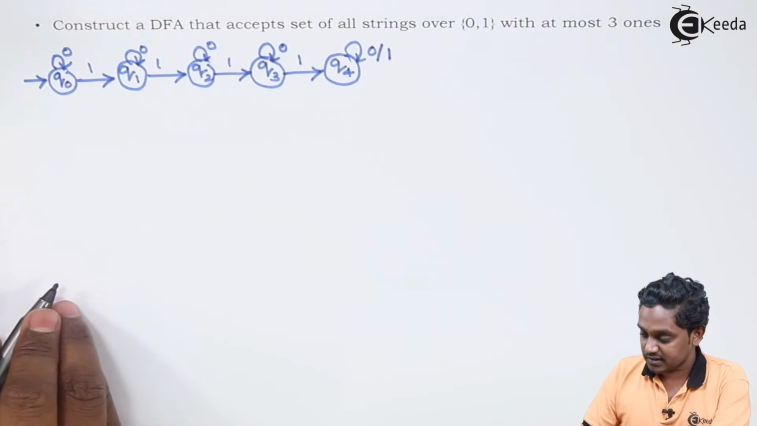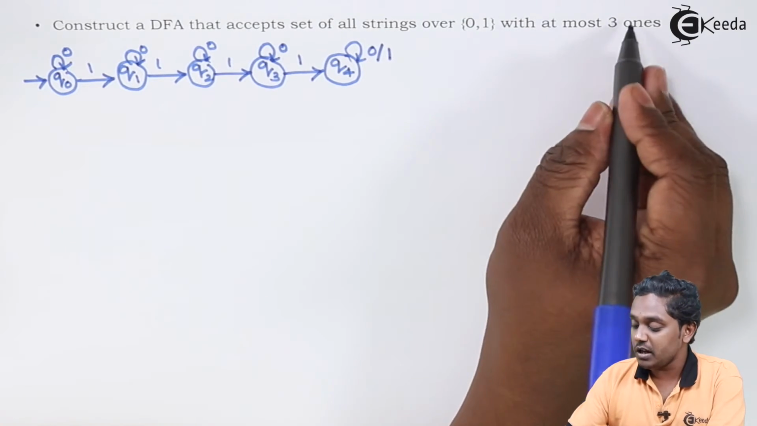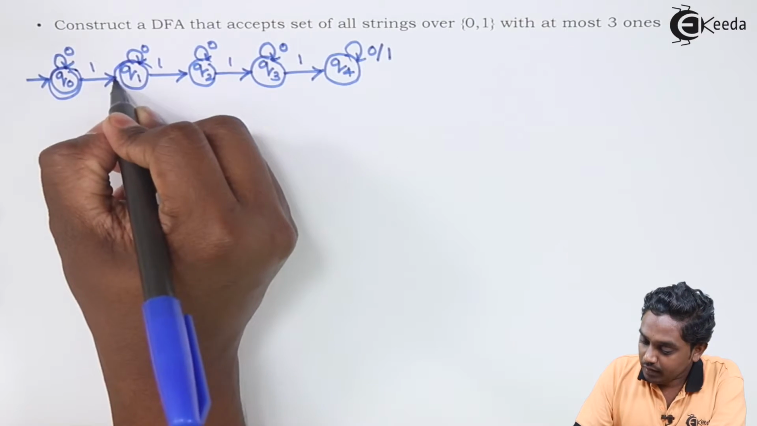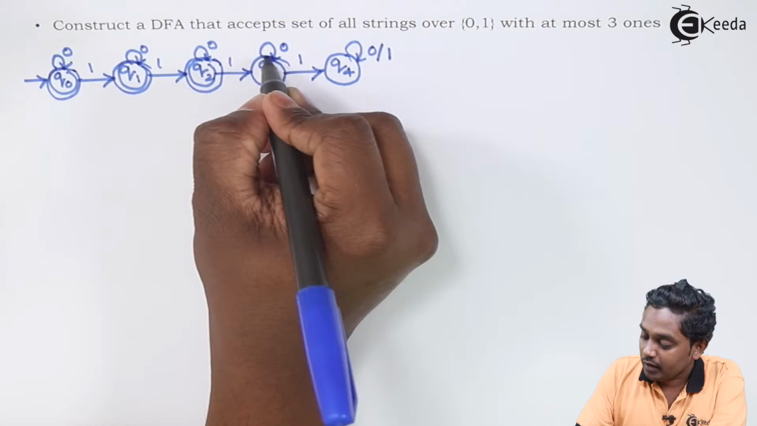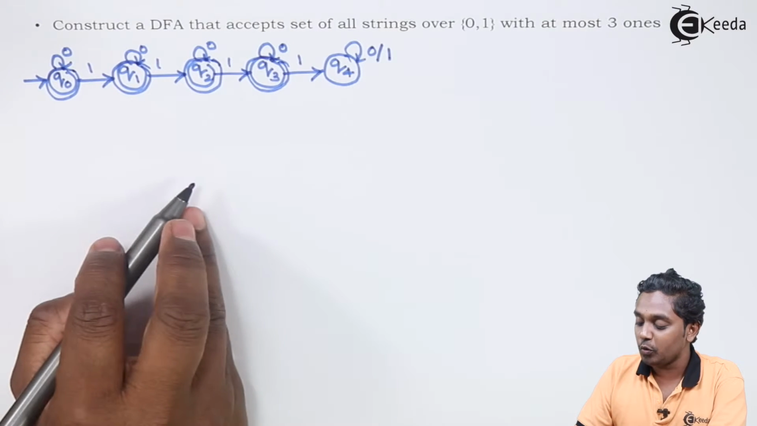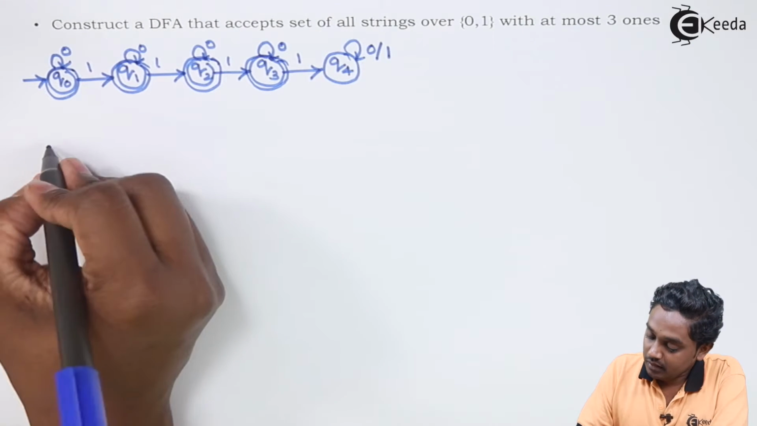Now, which are our final states? We know that it is allowing at most 3 ones. That means 0 ones are accepted, 1 time 1 is accepted, 2 time 1 is accepted, 3 time 1 is accepted, more than that is not accepted. So here Q0, Q1, Q2 and Q3 are our final states and Q4 is our trap state.